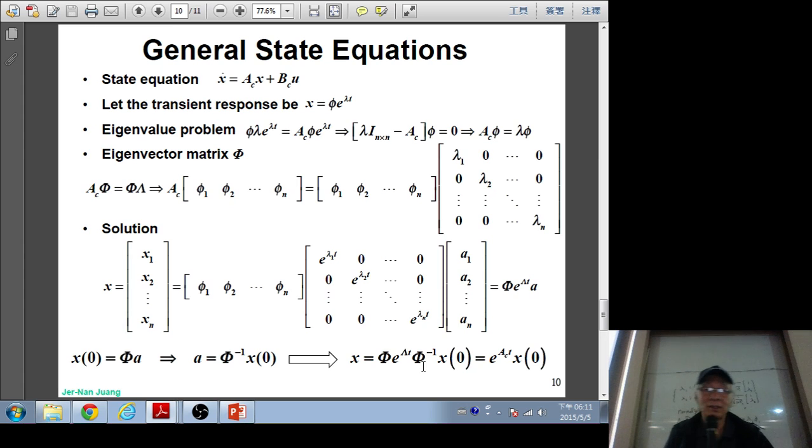That's how you do it. Now, if you look carefully here, there's a cap phi, exponential lambda t, then cap phi inverse, that I claim is equal to e to the AC t. Do you agree? You know why, right? I will explain to you later. Let us look at the last page first.